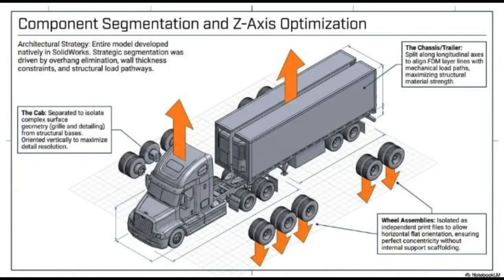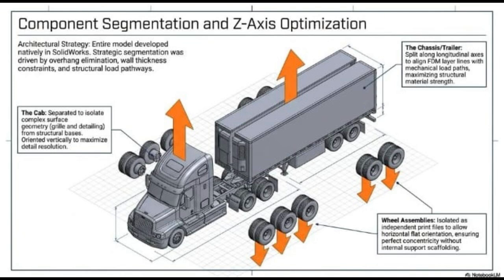Then we have component segmentation. Well, this is a very important part of our work because it shows our strategy. We design everything in SolidWorks, but then we have to think about how to split the model to make it printable, because we didn't print the truck in one single piece. Instead, we use a strategic segmentation.